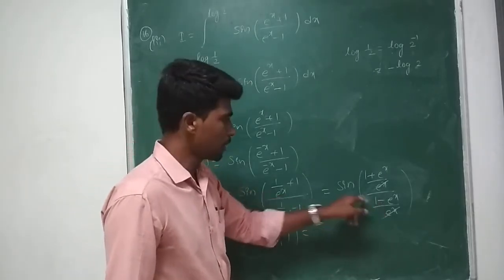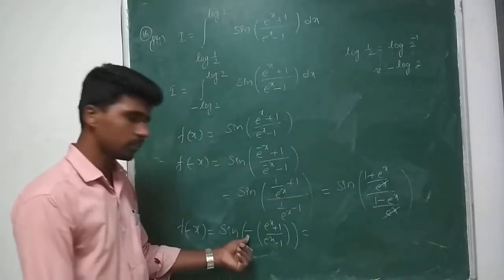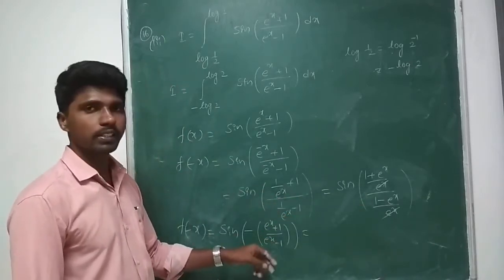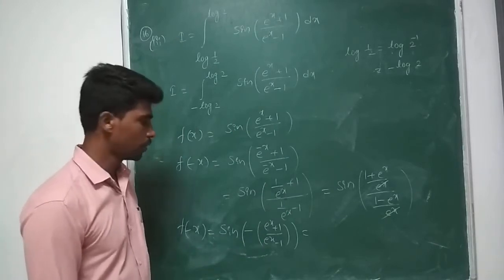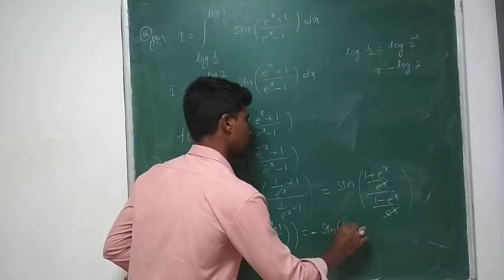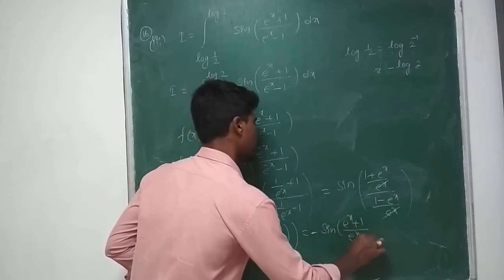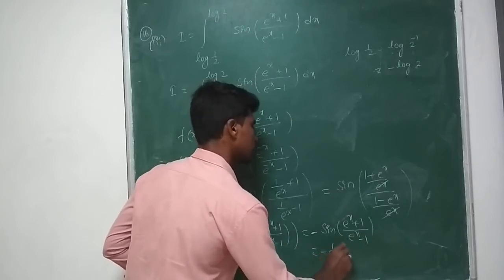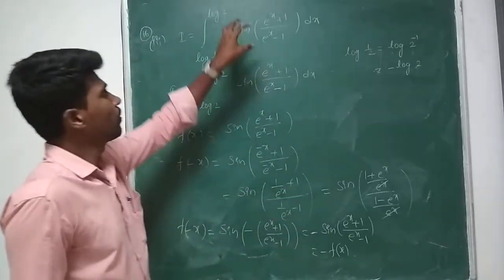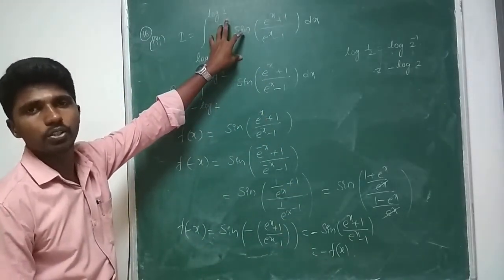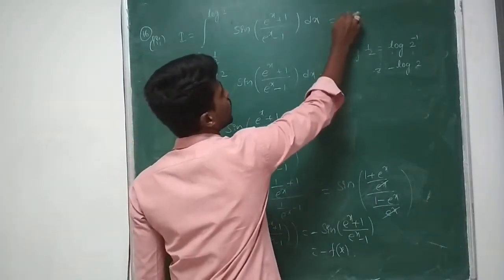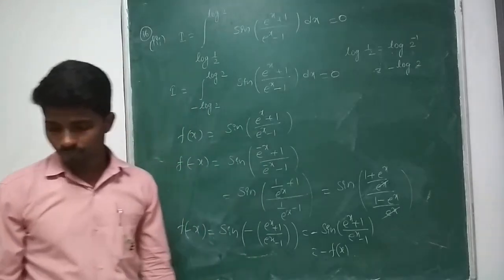In this I took minus common. So 1 by minus is nothing but minus. 1 minus e power x becomes e power x minus 1. 1 plus e power x and e power x plus 1 both are same, so no issues. So I get sine of minus theta is minus sine theta. So minus sine of (e power x plus 1) by (e power x minus 1), which is nothing but minus f of x. So f of minus x is equal to minus f of x. So the given function is odd. If the given function is odd, the answer will be equal to 0. So the integral of the given thing is 0. Next question.